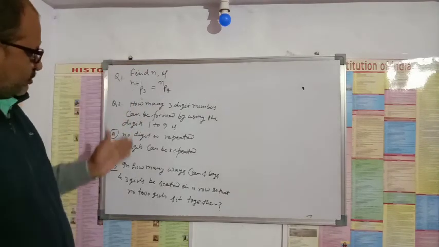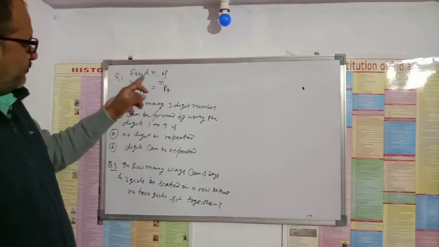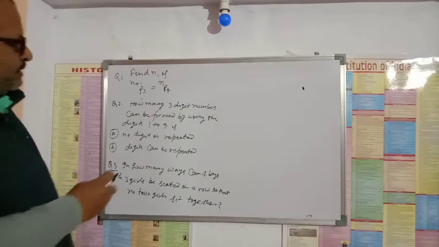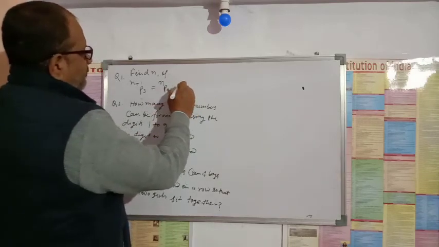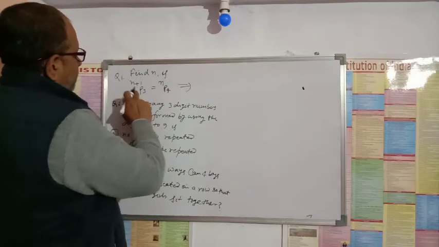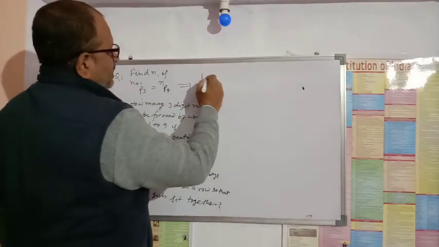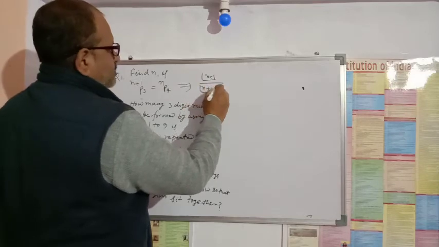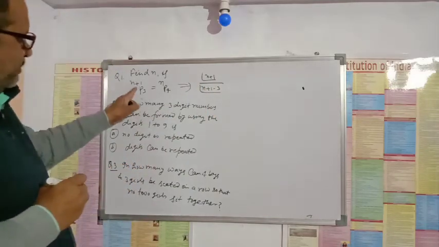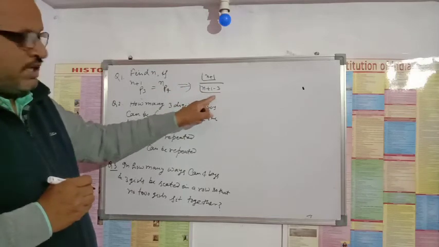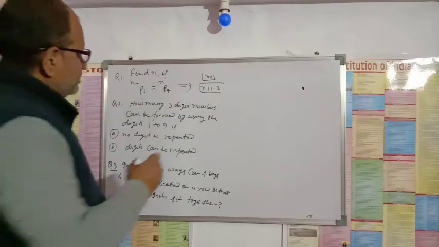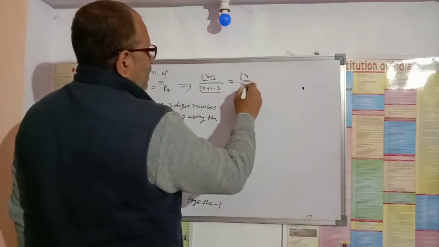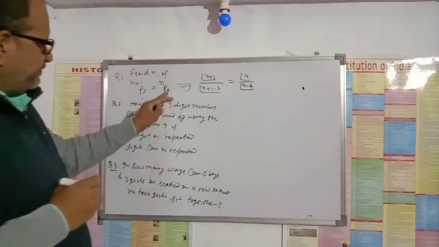Here I have taken some questions based on permutation. Find n if (n+1)P3 = nP4. So how will we find the value of n? (n+1)P3 is written as factorial (n+1) upon (n+1-3). nPr is factorial n upon (n-r). So n+1-3. On the right side, factorial n upon (n-4), since nP4 is there.